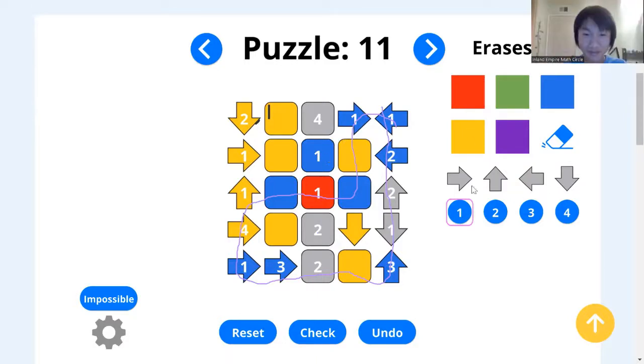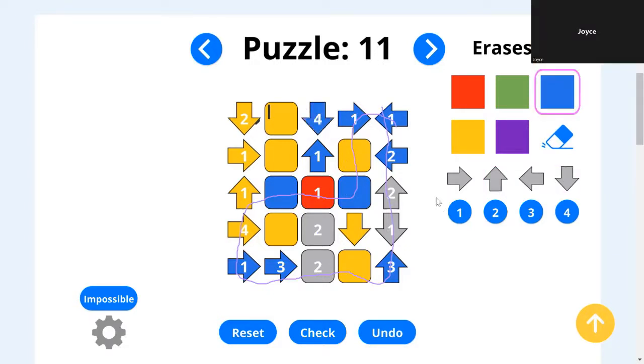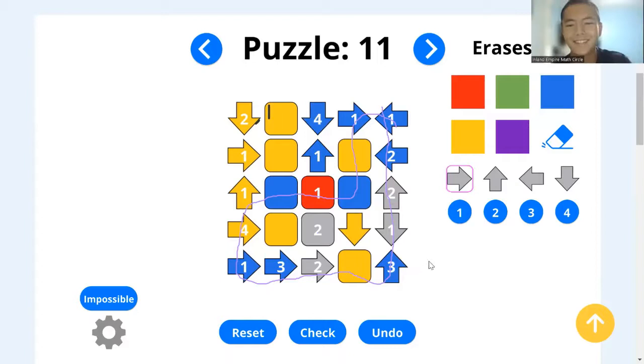Let's see what happens. Wait, Joyce, do you not understand the rules of the puzzle, or do you not understand what we're trying to do in this particular puzzle? Oh, I figured it out. I don't know what we're trying to do here. Oh, Jonathan. Wait, I'm sorry. I got distracted. I figured it out.